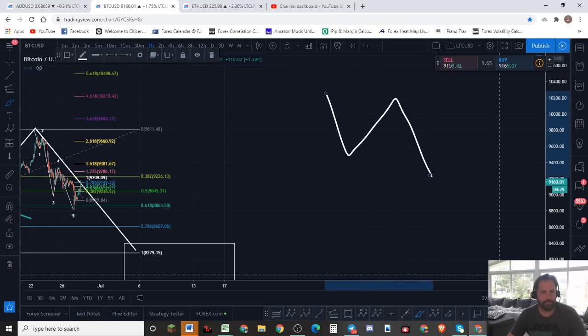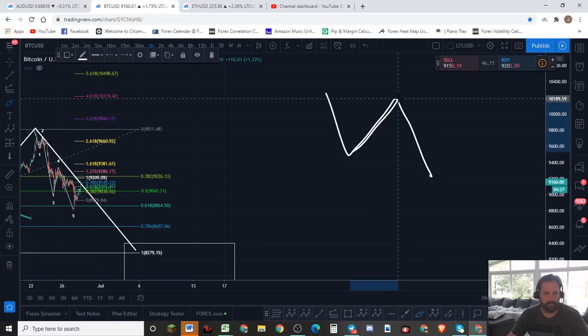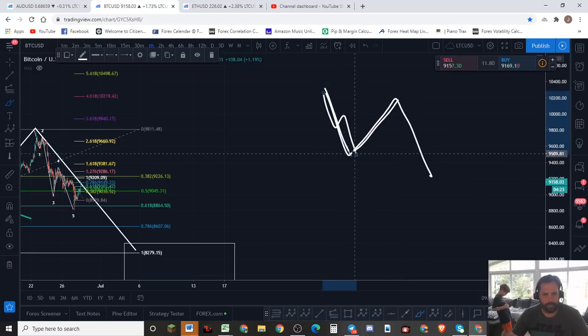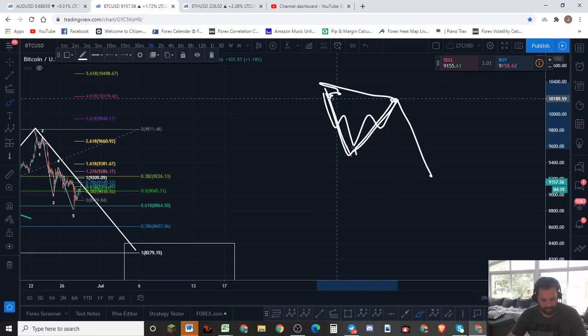You can also have a 3-3-5. That's what we call a flat, where the A wave is three waves, boom, boom, boom, and the B wave is three waves, boom, boom, boom, and that B wave comes to 90% of the top of the A wave.